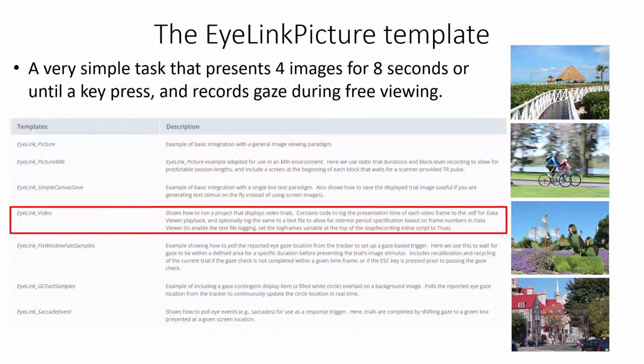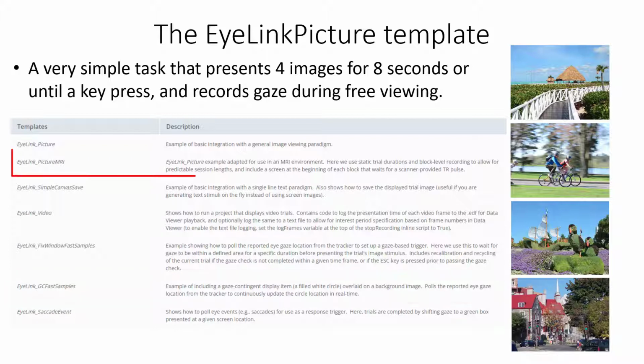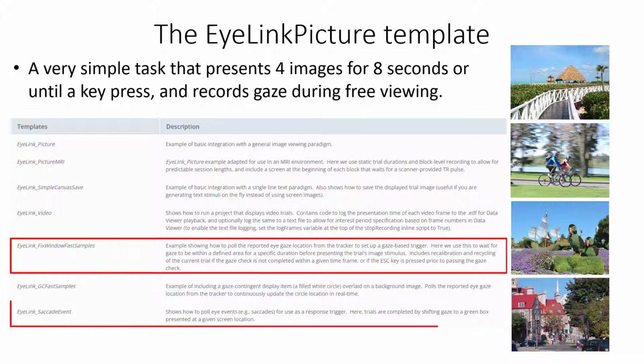For example, the video example shows how to properly add video playback messages for Data Viewer integration. The GC Fast Samples example shows how to present a gaze contingent window. Picture MRI focuses on a project run in an fMRI environment, and Fixed Window Fast Samples and Saccade Event show how to access gaze data during the experiment runtime.